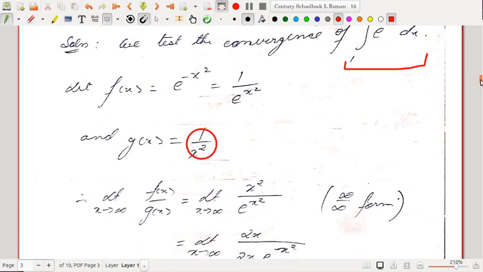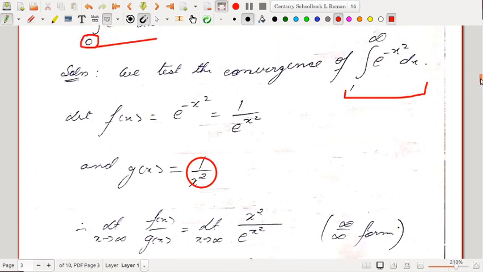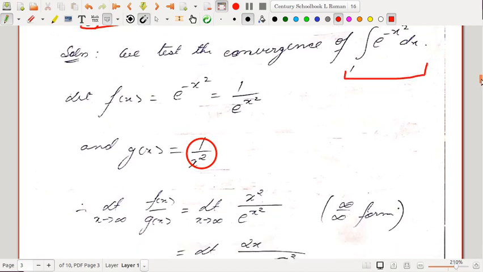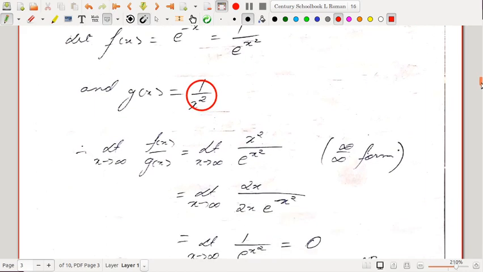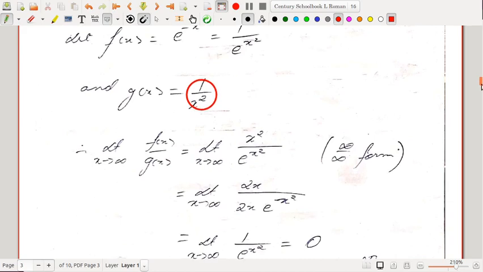Since it is a proper integral from 0 to 1, we can just test the convergence from 1 to infinity. And if it is convergent, then the given integral is also convergent. So therefore, let the limit as x tends to infinity of f(x) by g(x).